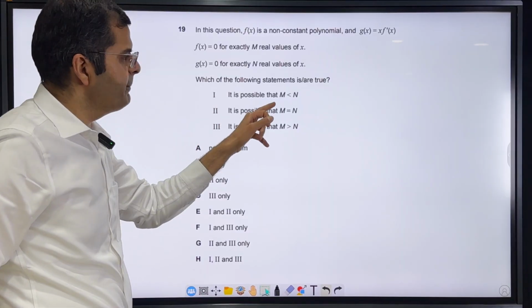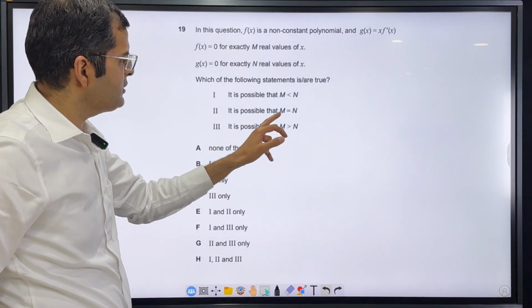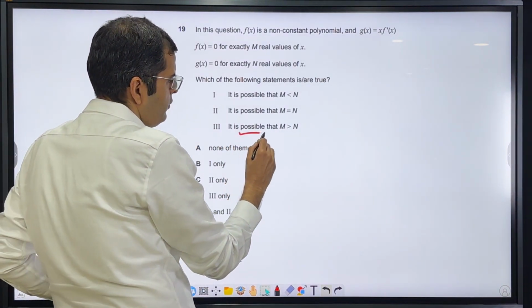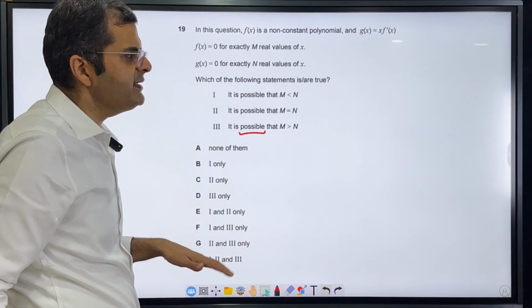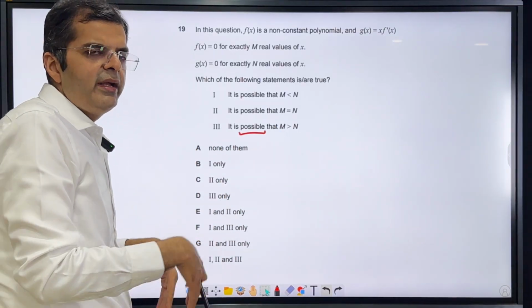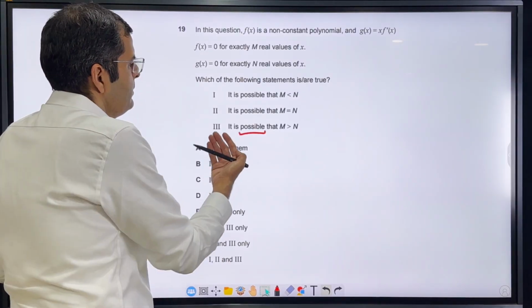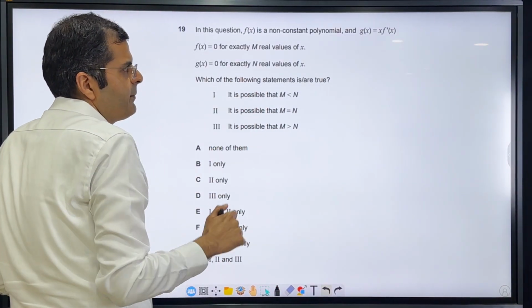It is possible that m is less than n. It is possible that m equal to n. And it is possible that m is greater than n. You have to look at the word possible. Possible means it can be true. And in another situation, if it is not true, that is also correct. Possible means that it can be true.